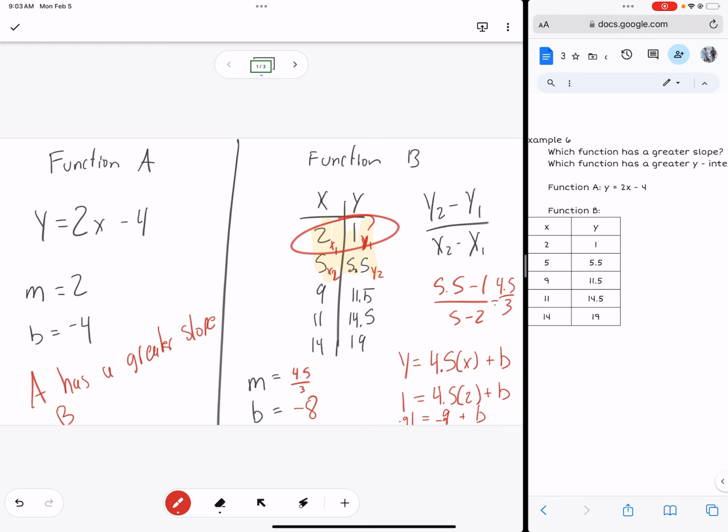And then which one has a greater y-intercept? Which one is greater? It's negative, right? So function A.